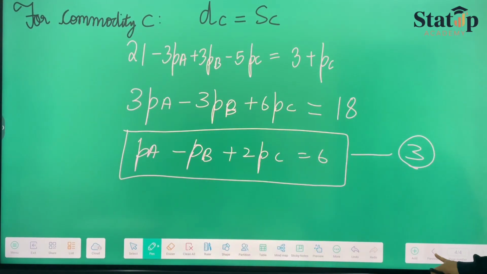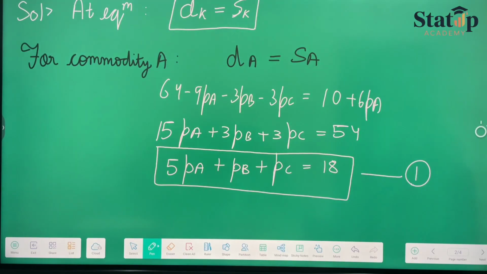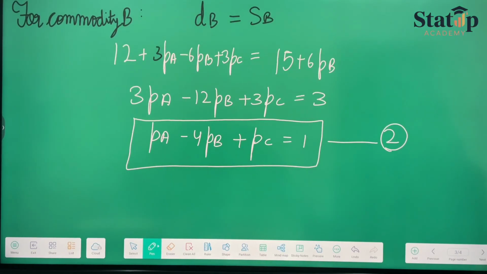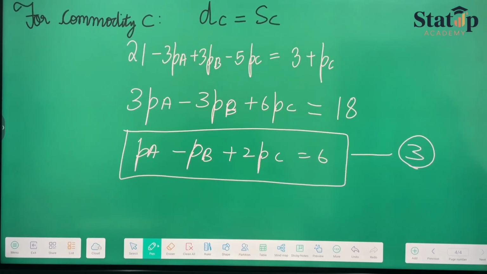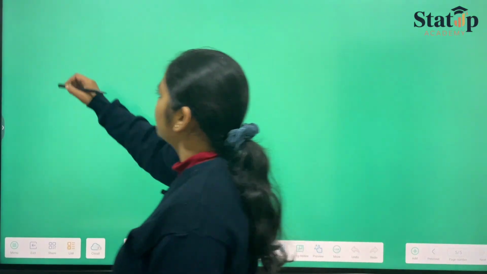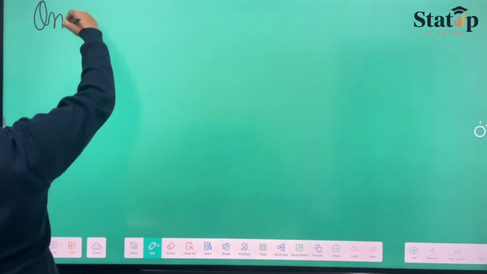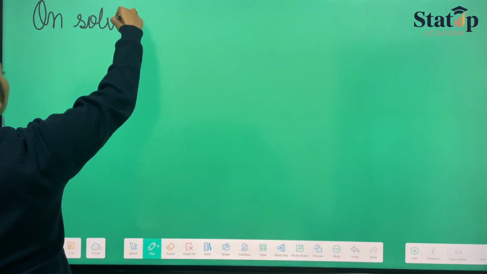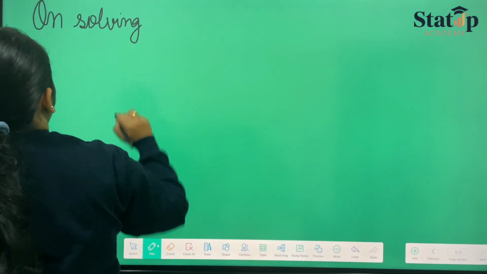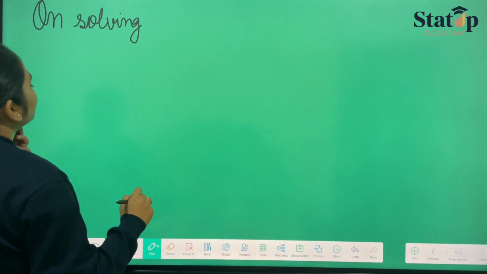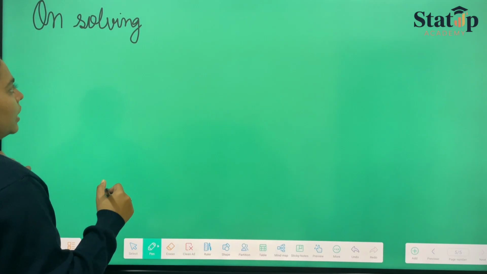On solving this equation, equation number 1 is 5PA plus PB plus PC equals to 18. 2 is PA minus 4PB plus PC equals to 1. And 3 is PA minus PB plus 2PC is equals to 6. On solving equations, you will solve that on your own. I'm not solving that. That is time consuming. You can check your answers.